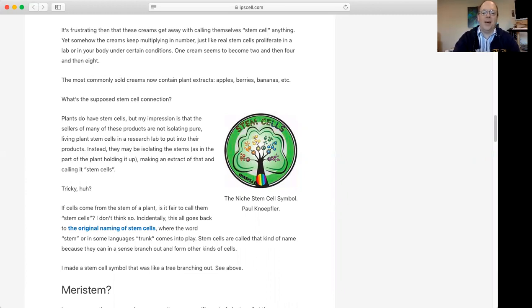Before I jump into that, there's sort of a funny twist to this, and that is that the name stem actually kind of comes from the plant stem in a sense, because stem cells can sort of branch as they're differentiating and make different kinds of cells. And you can kind of see that in the stem cell symbol I made a number of years ago. And interestingly, in some other languages, the word stem cell, like we say in English, actually translates more like trunk cell. So it's kind of like a tree and then you get the branching.